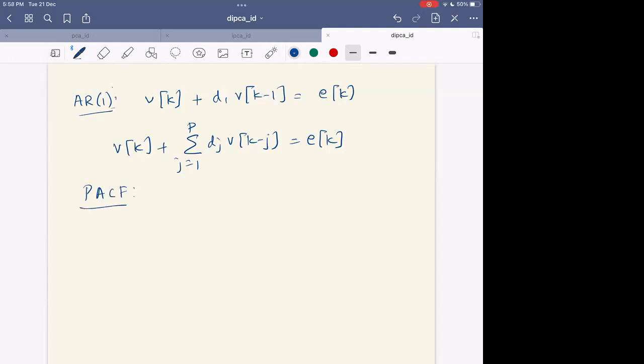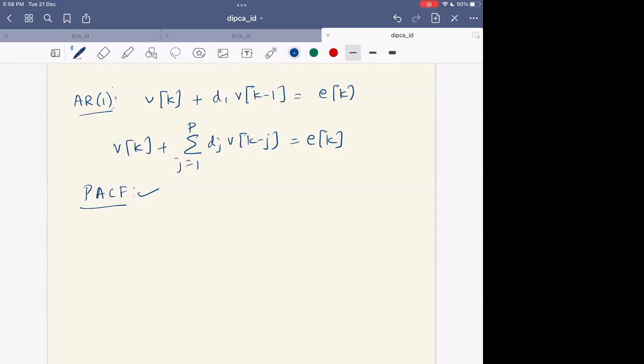Interestingly, PACF also has the terms of PCA in a jumbled way. But suppose I want to use PCA on this. Unfortunately, I cannot, because it's not a deterministic relation. I do not know e_k. If you give me e_k, I can get it from PCA.